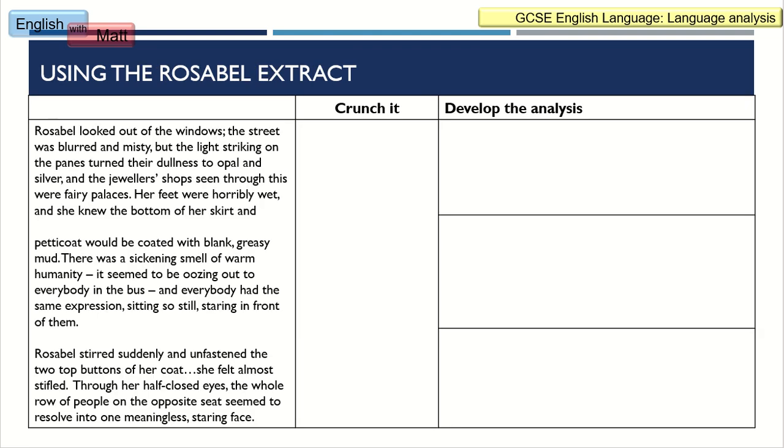Because I'm using the Rosabel extract, I'm going to put it in the left-hand column. Rosabel looked out of the windows. The street was blurred and misty, but the light striking on the panes turned their dullness to opal and silver, and the jewellers' shops seen through this were fairy palaces. Her feet were horribly wet, and she knew the bottom of her skirt and petticoat would be coated with black, greasy mud. There was a sickening smell of warm humanity.